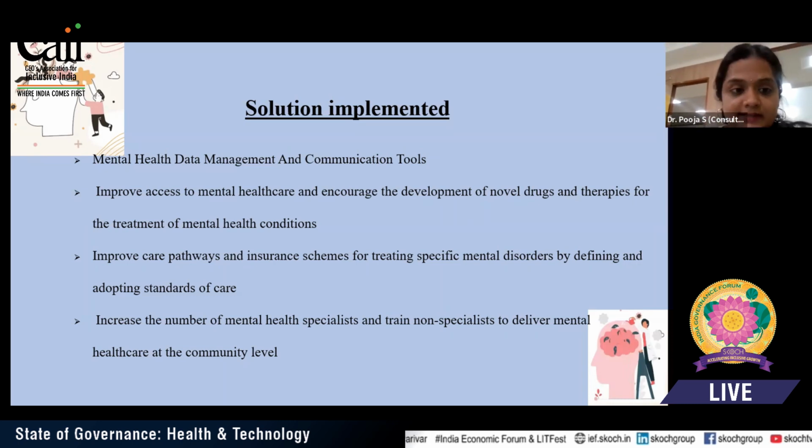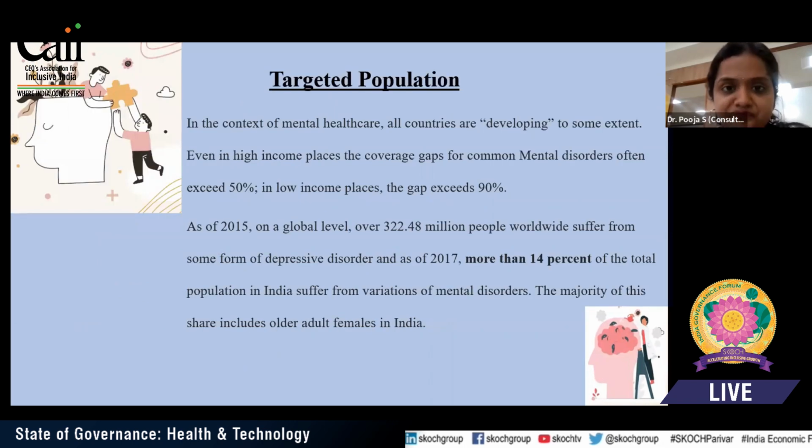Then it improves access to mental health care, and encourages the development of drugs and therapies for the treatment of mental health conditions. It also improves the care pathways and insurance schemes for treating specific mental disorders by defining and adopting standards of care. Increase the number of mental health specialists and train non-specialists to deliver mental health care at the community level. After COVID, there is an increase in mental disorders, it may be depression or anxiety. All this can be included and improved, and it gives care to the target population.